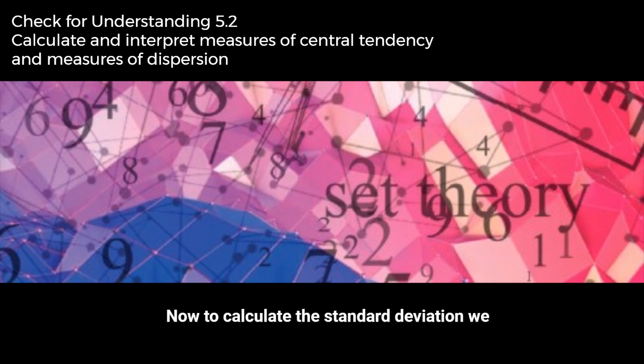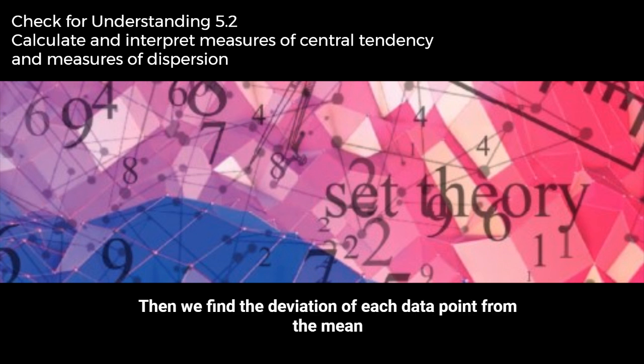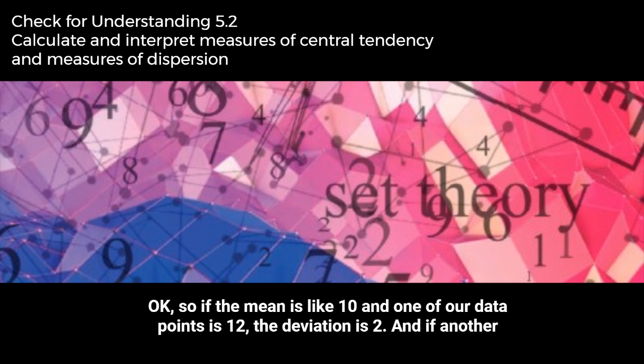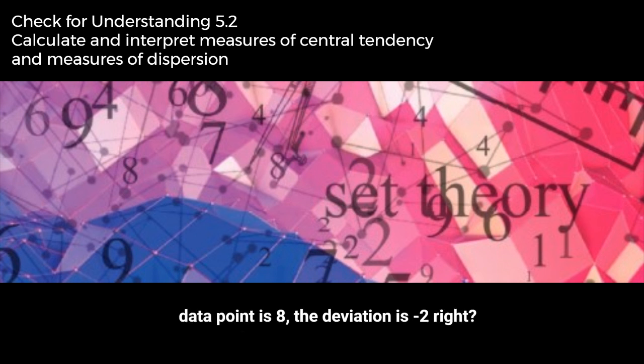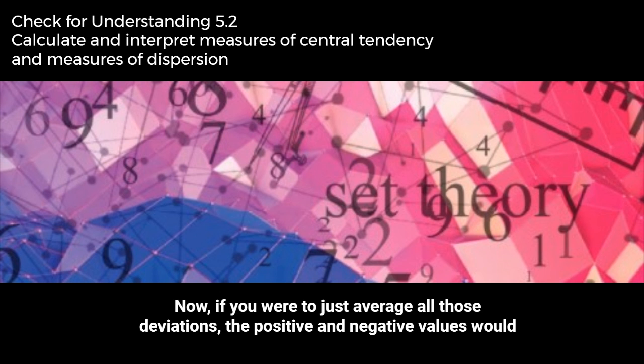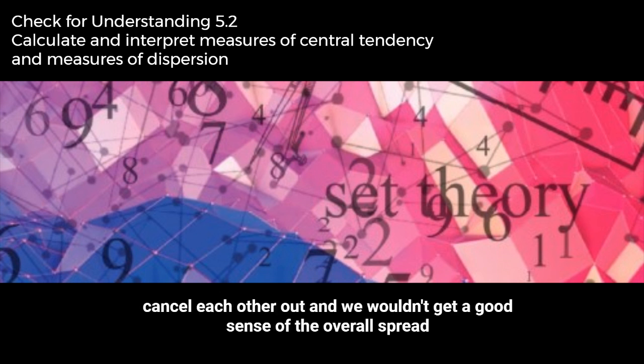Exactly. Now, to calculate the standard deviation, we go through a few steps. First, we calculate the mean of the data set. Then we find the deviation of each data point from the mean. Okay, so if the mean is like 10 and one of our data points is 12, the deviation is 2. And if another data point is 8, the deviation is -2. Right. Now, if we were to just average all those deviations, the positive and negative values would cancel each other out, and we wouldn't get a good sense of the overall spread.